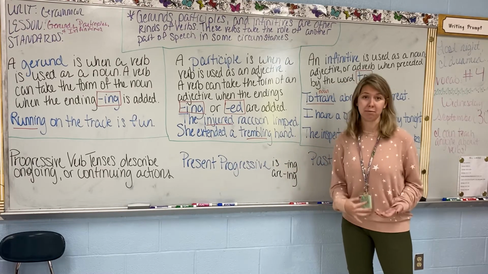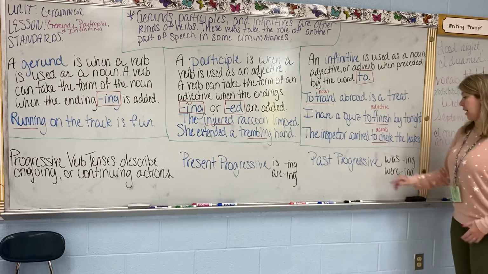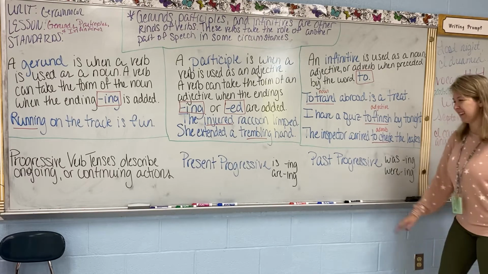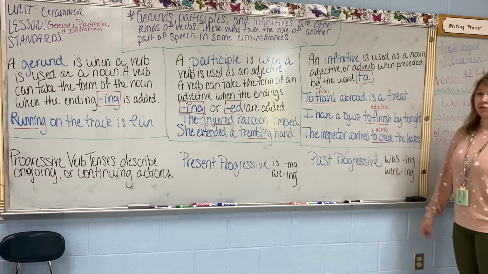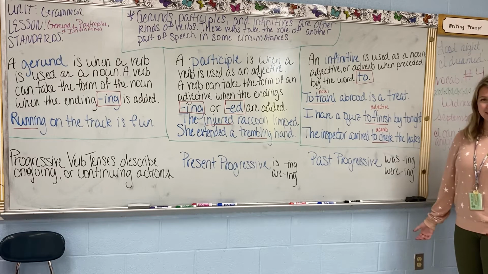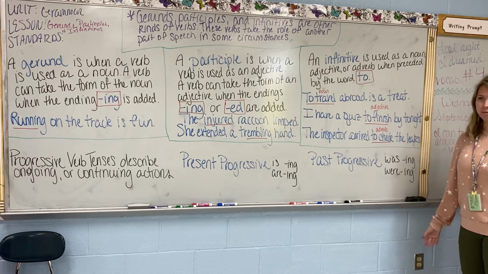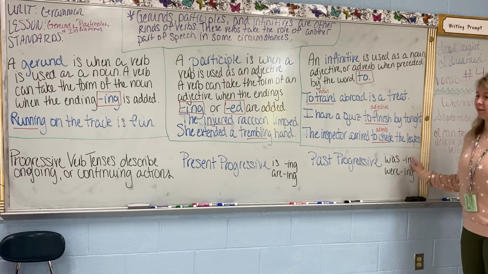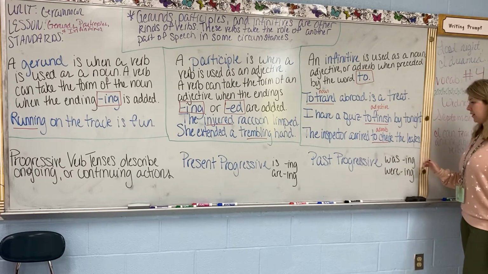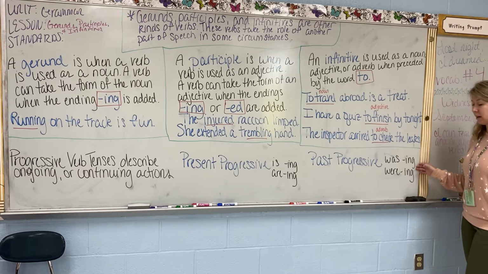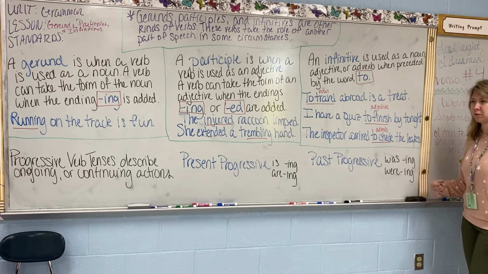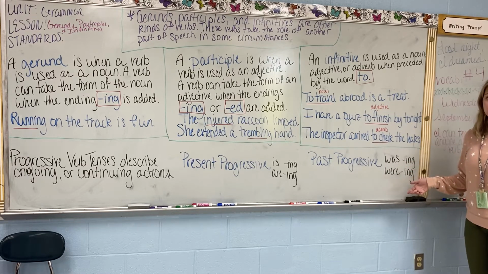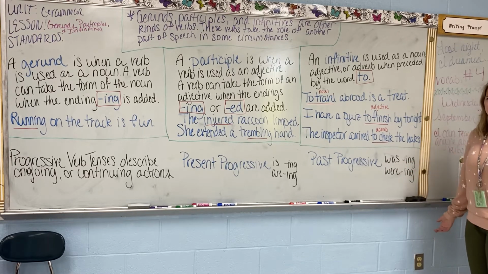And then over here we've got past progressive. That means it was happening in the past. So you form it the same way, but using the past tense of the verb be, so was or were. And then the same thing, you would take a word and add ing to it to form the end of it. So she was jumping on the trampoline. Not anymore, she was jumping though.